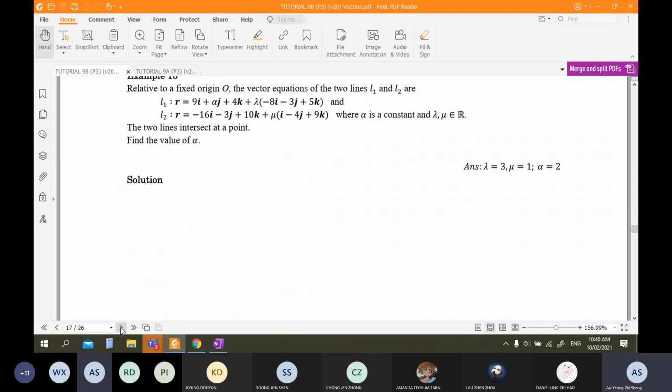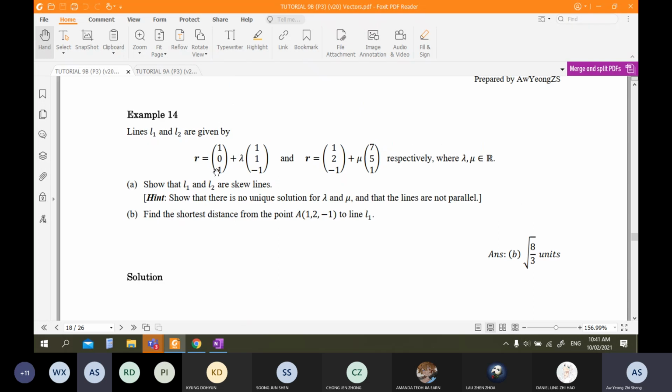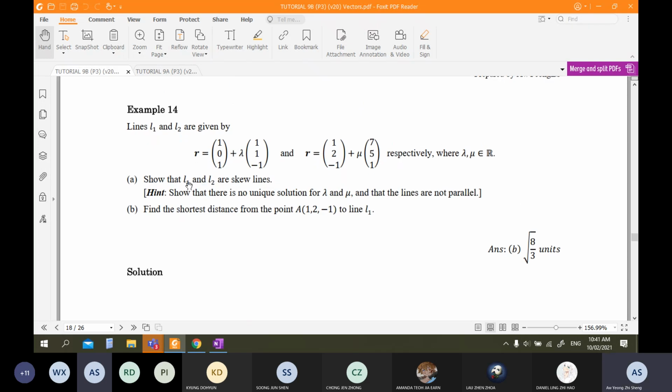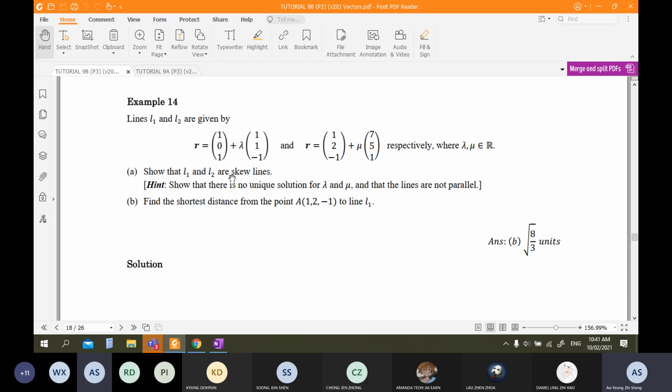Example 14 on the next page, you can attempt it on your own first. To show that L1 and L2 are askew, there are two things to show. First is to show that the lines are not parallel. Second is to show that they don't intersect. Right, so you can attempt this on your own first. I will show you the answers during our next lesson on Tuesday, for example 14.